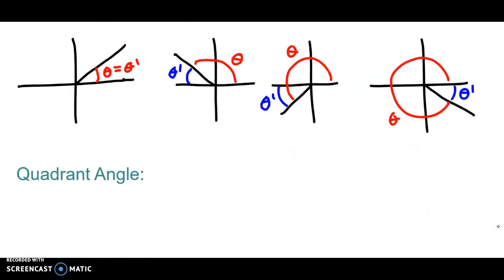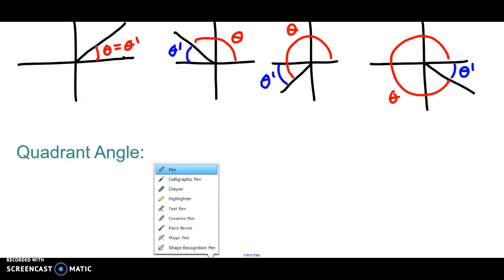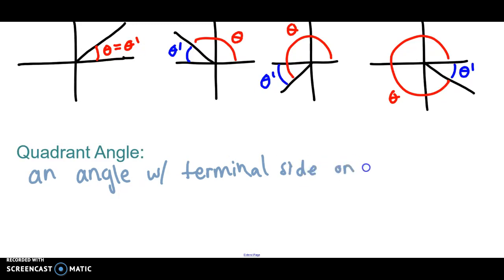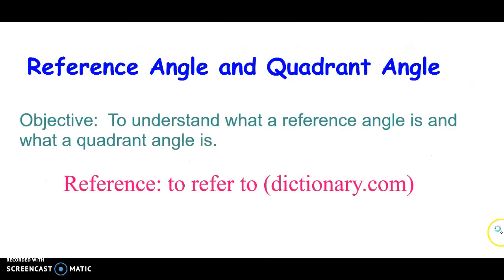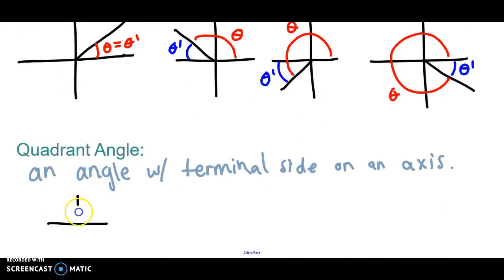Let's also define what a quadrant angle is. A quadrant angle is an angle with a terminal side on an axis. So a visual example for us here would be like, here's our initial side, here's our terminal side. So it's an angle whose terminal side is on the axis.